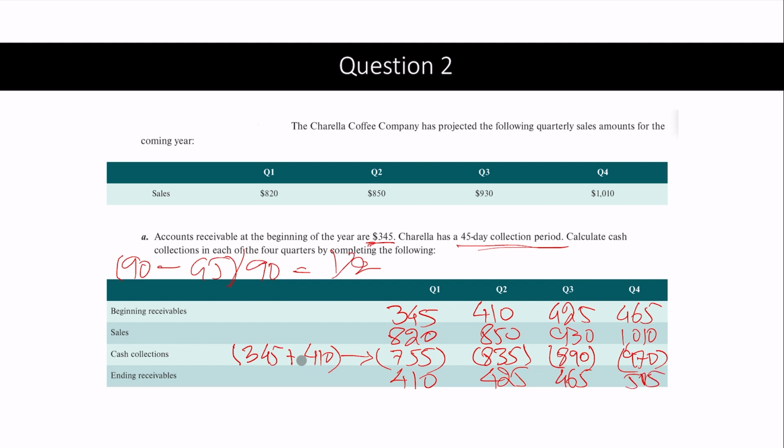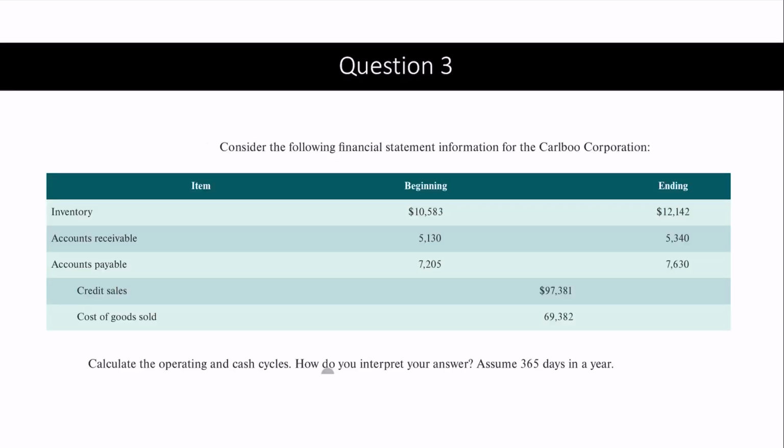You see, this is the way that we have to calculate the accounts receivable in this particular example. Calculate each collection in each of the following 4 quarters. So cash collections based on our accounts receivable.